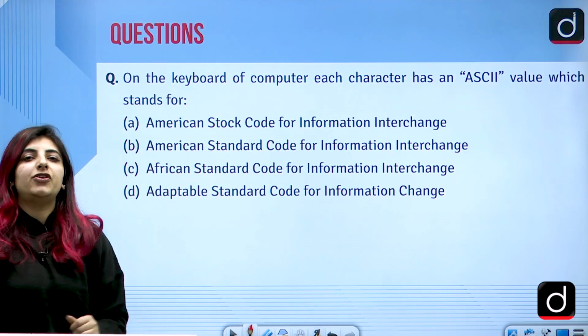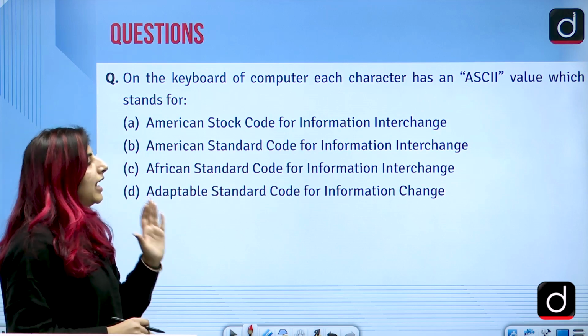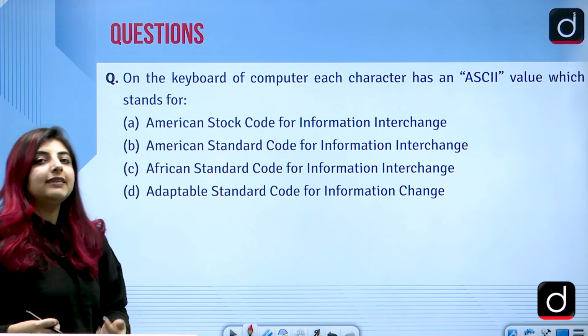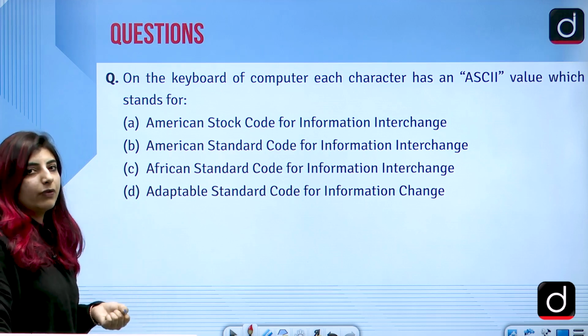Moving to the next question that we have. On the keyboard of a computer, each character has an ASCII code, which stands for. So, this is another abbreviation that I have for you here. Pause your screens a little bit and see what we have as the answer.